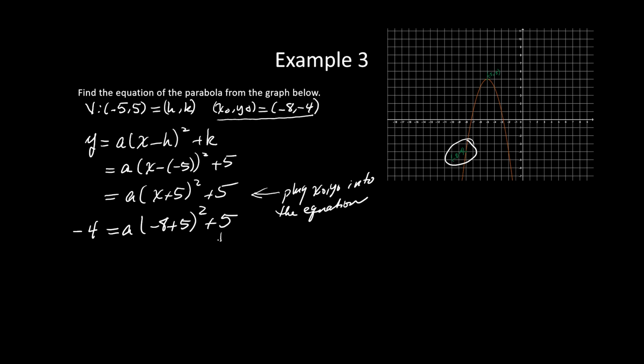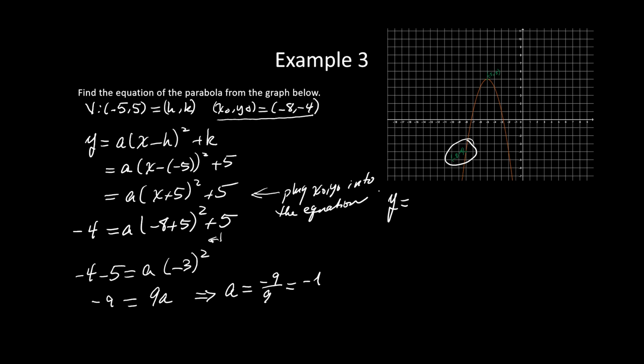All right, bring this over. So negative 4 minus 5 equals a. Here we have a negative 3 squared. Negative 3 squared is 9, so that's 9a. This implies a equals negative 9 over 9, or negative 1. And we got it. So now y equals negative 1, or negative a, right here from this equation, (x plus 5) squared plus 5.